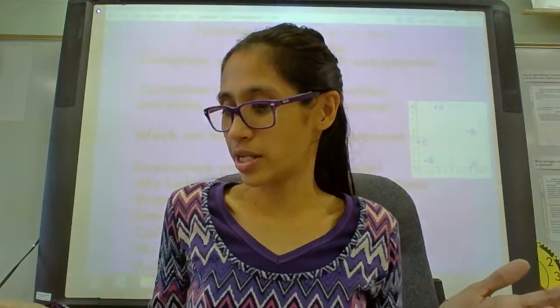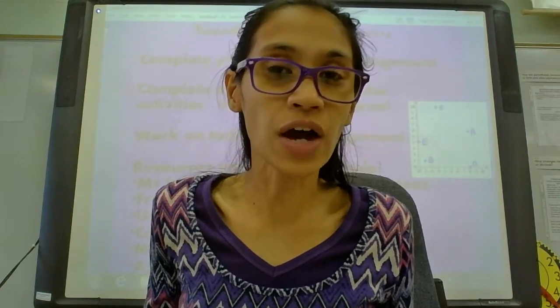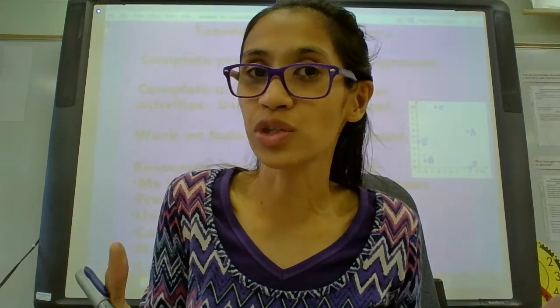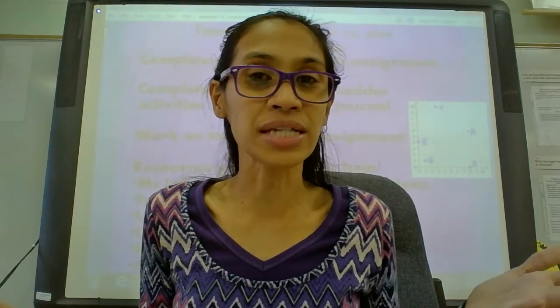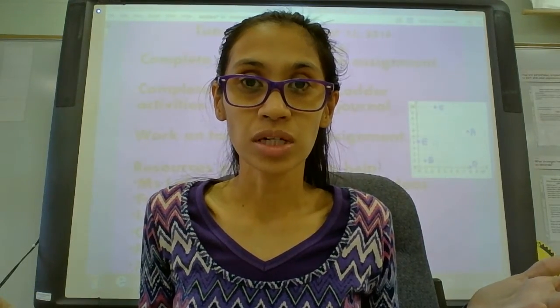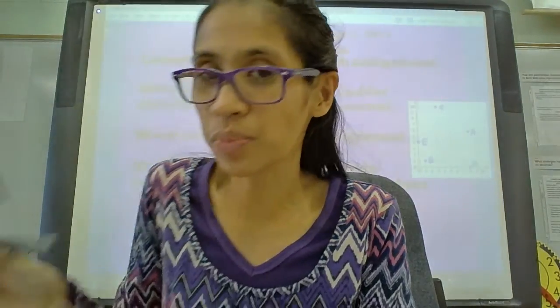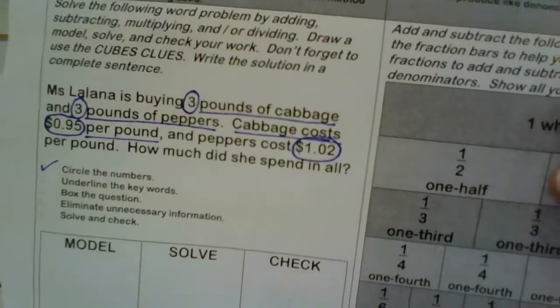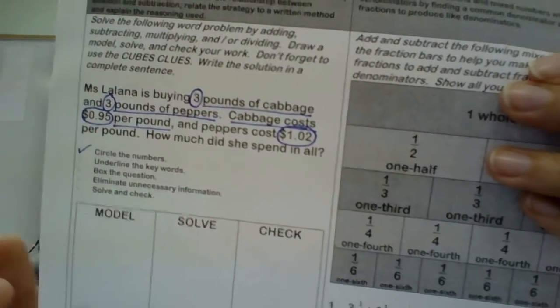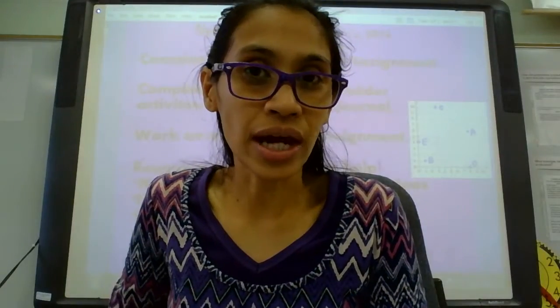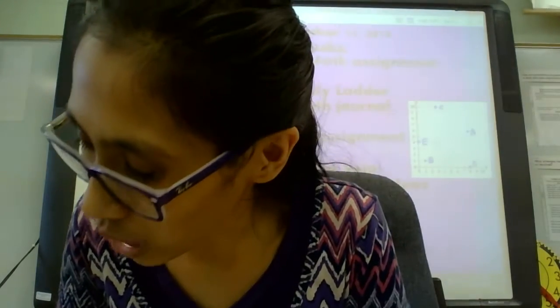All right. Now what else? Then 95 cents, so that's a dollar sign for the unit. But what does that represent? How much cabbage costs per pound. So I will underline that. Cabbage costs 95 cents per pound. Look, just like I did it. And for the other one, $1.02, you can underline peppers cost $1.02 per pound.